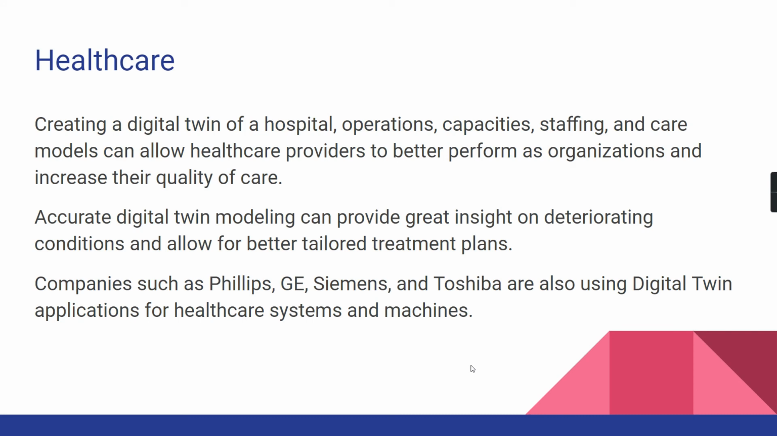In healthcare, creating a digital twin of a hospital's operations, capacities, staffing, and care models would help healthcare providers perform better as an organization and increase their quality of care. Accurate digital twin models can help provide great insight on deteriorating conditions and allow for better tailored treatment plans. And companies such as Philips, GE, Siemens, and Toshiba have all started using digital twin applications to help maintain their healthcare systems and their machines.